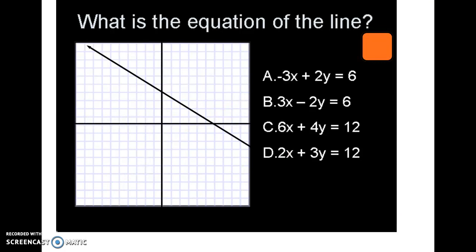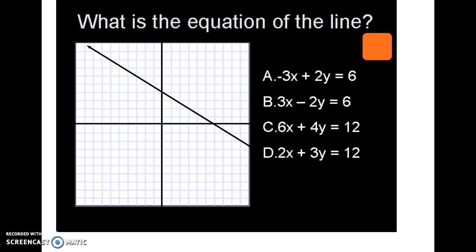The next type: what's the equation of this line? Sometimes you'll be given a line and have to find the equation in standard form. It's easy to write this equation in slope-intercept form because we can find the y-intercept and the slope and write the equation. So essentially we're just going to work backwards from what we did.